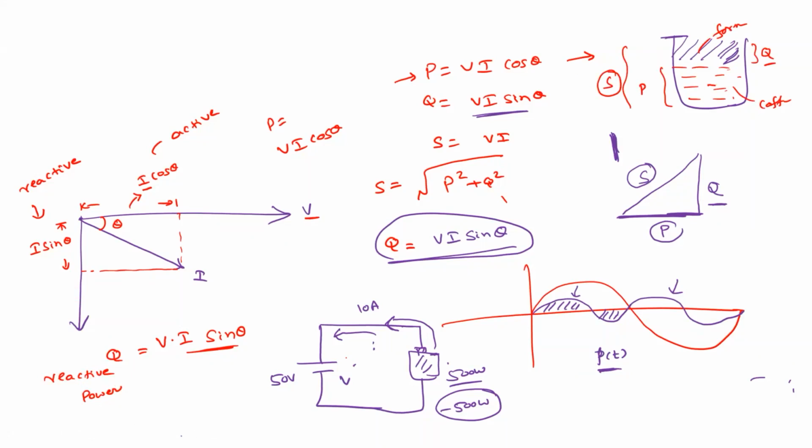But the thing is that some additional current is drawn to keep the energy storage elements active. So in one half cycle it will charge, and in the other half cycle it discharges and feeds back to the load. Okay, you will understand when you solve some problems.